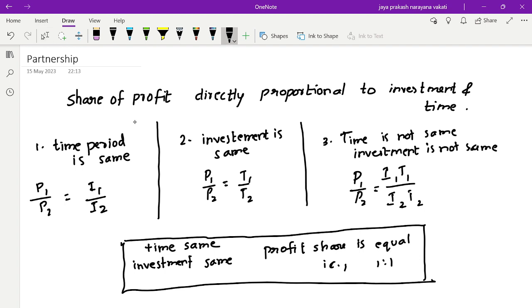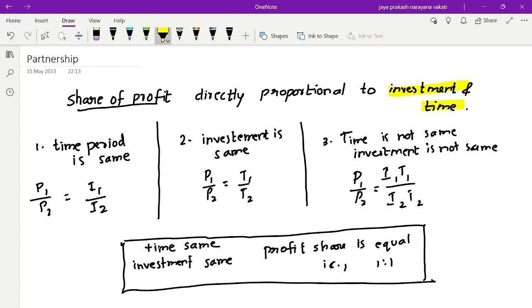So here, the basic point in this topic is that the share of the profit is always directly proportional to the investment and the time period for which they have invested. There are a few cases here where we need to make a note right away.